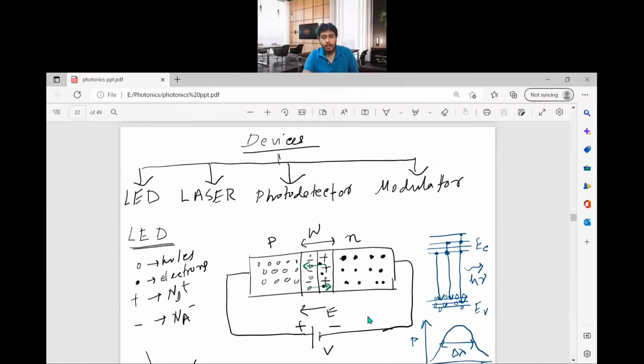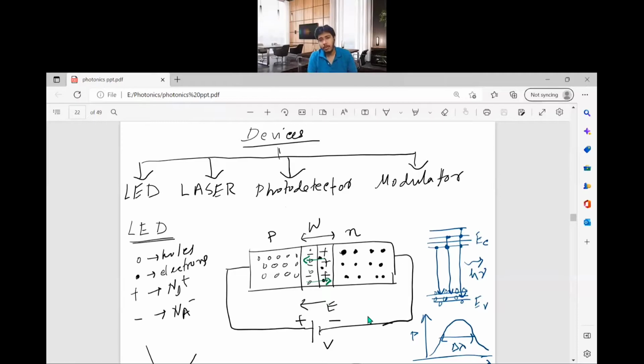Now we'll move on to the devices. We will deal with these four devices basically. These are the light generator devices, this is how to detect the light, and the modulator means you can modulate the light. These are the components used for optical communication. LED and laser are used for the generation of light, the photodetector is used to detect the light, and the modulator is used to modulate the light.